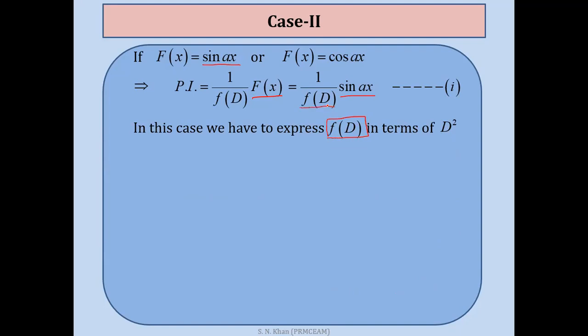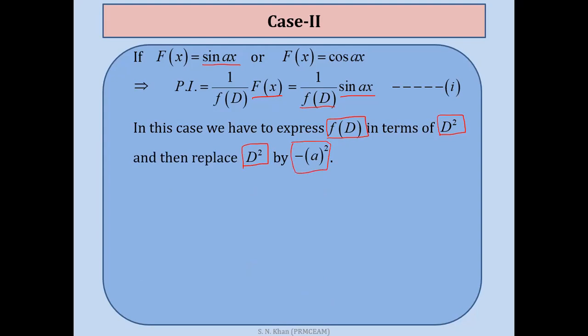Whatever the value of f of D is present here, we have to express f of D in terms of D square. If D square is present by default, then no problem at all. And if the term of D square is not present, then we have to convert this operator into the form of D square by adjusting some terms. After getting the term of D square, we have to replace D square by minus of a square.